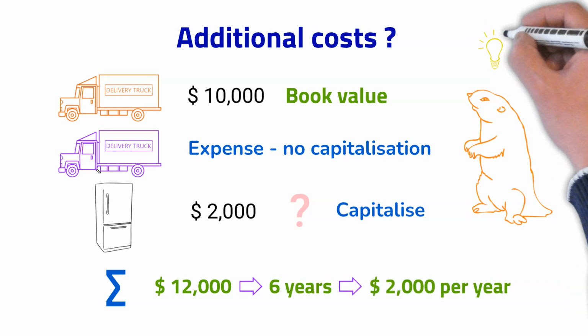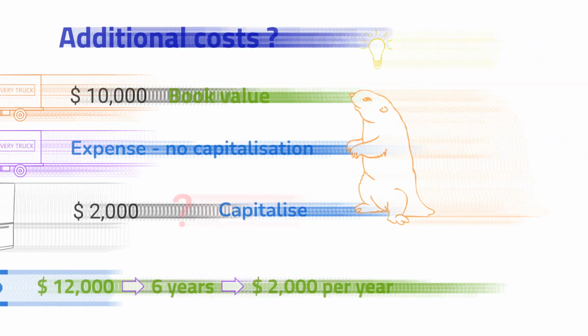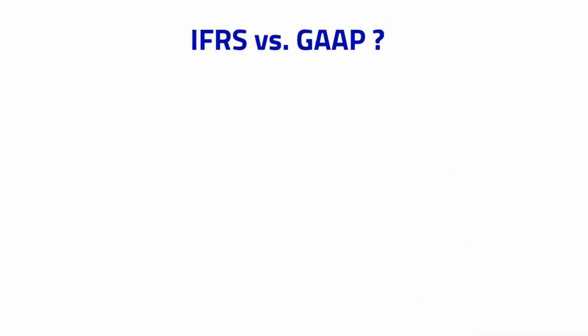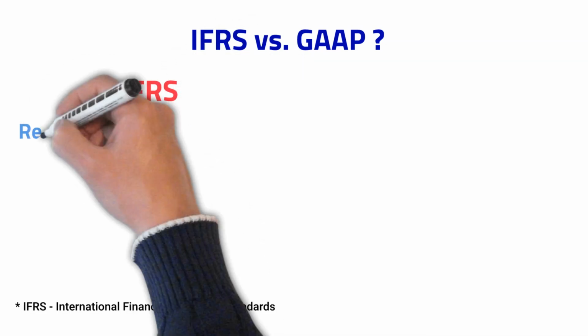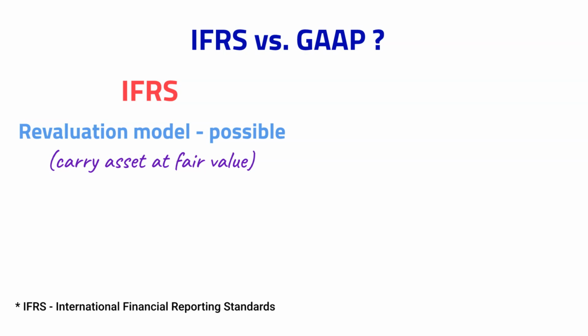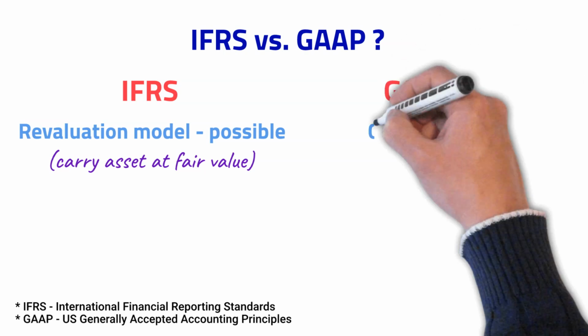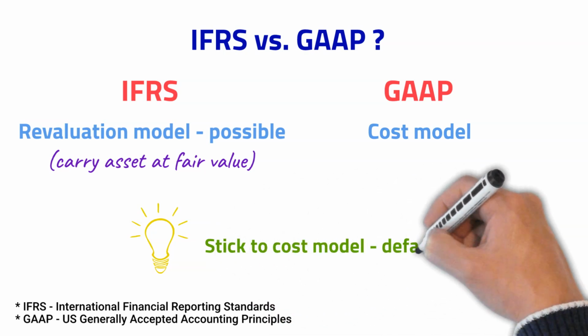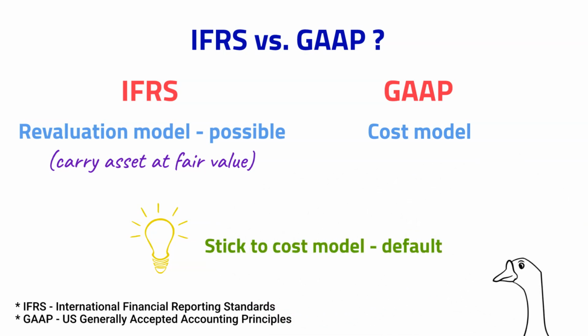Okay, let's have a quick look at IFRS versus GAAP accounting of fixed assets. Both systems follow the same logic. IFRS allows a revaluation model. You can carry asset at fair value if an active market exists. US GAAP sticks to the cost model. For beginners, stick to the cost model. Cost model is the default and easier to follow.